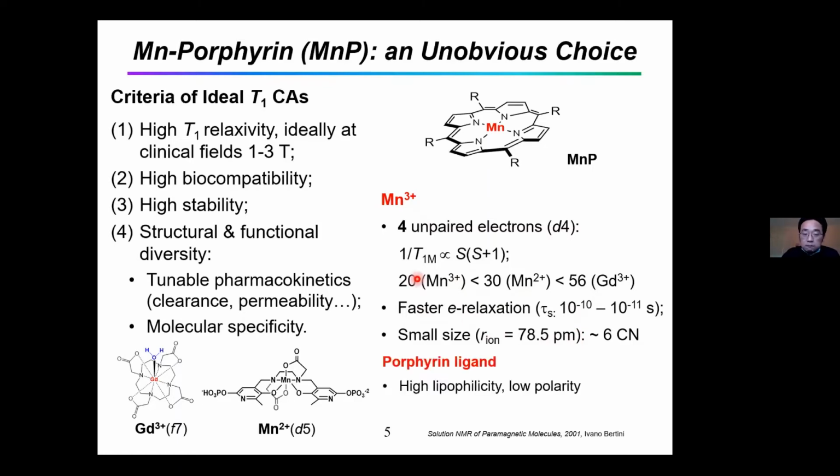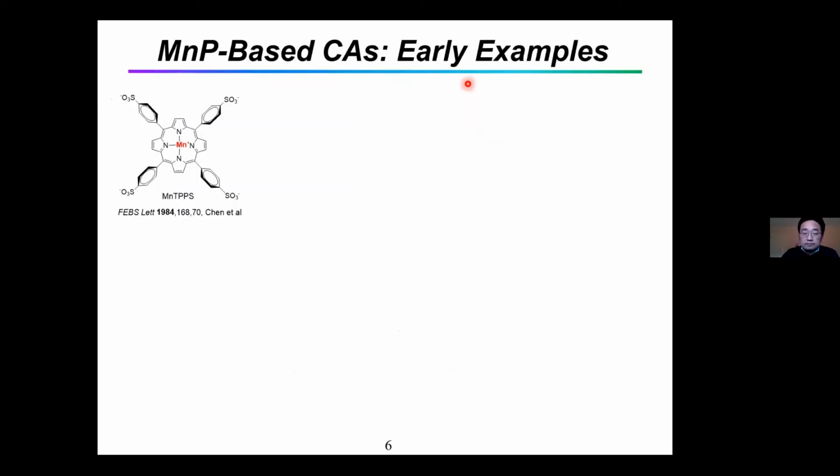And a further challenge comes from the porphyrin ligand. As you can see here, as a ligand there's a lot of aromatic, flat structure, which is highly lipophilic, low polarity. And for a contrast agent, as we discussed, we need it to be dissolved in water and cleared quickly. So this is another challenge that has to be overcome.